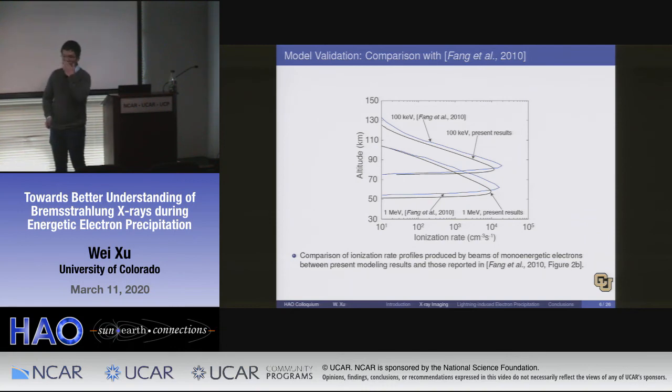Yeah, this is actually something we are doing right now. We have actually quantified the dependence of ionization production on the background atmosphere density. For example, I can run 100 MSIS atmospheres and calculate the ionization. Yeah, exactly.